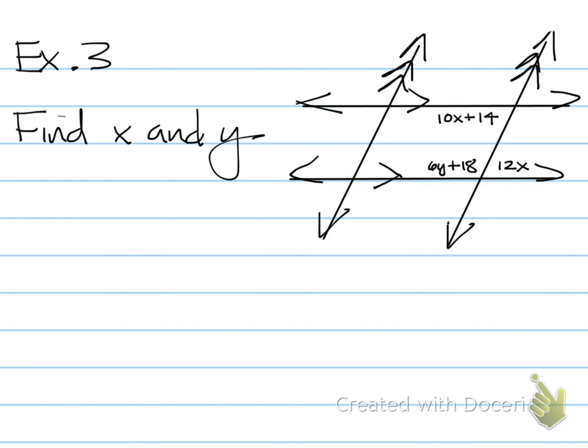All right, for this example, we want to solve for x and y. So we should start by using the two expressions that have the same variable in them. That would be the 10x plus 14 and the 12x. Those two angles are alternate interior angles, so they're congruent. They're congruent because the two lines that have one arrow on them indicate that they are parallel. So we set those two expressions equal to each other.